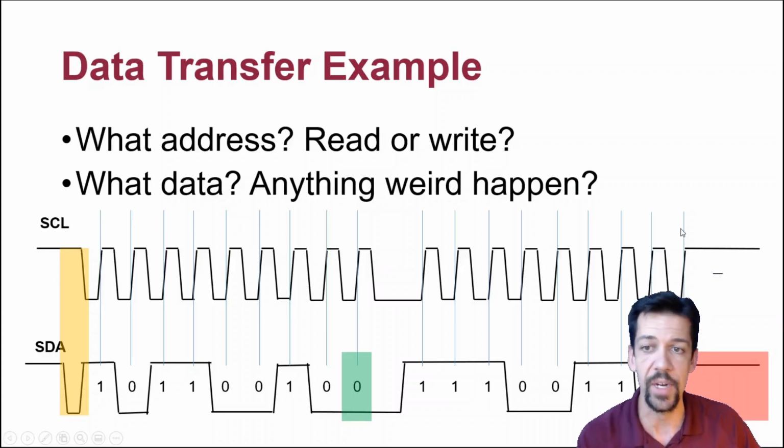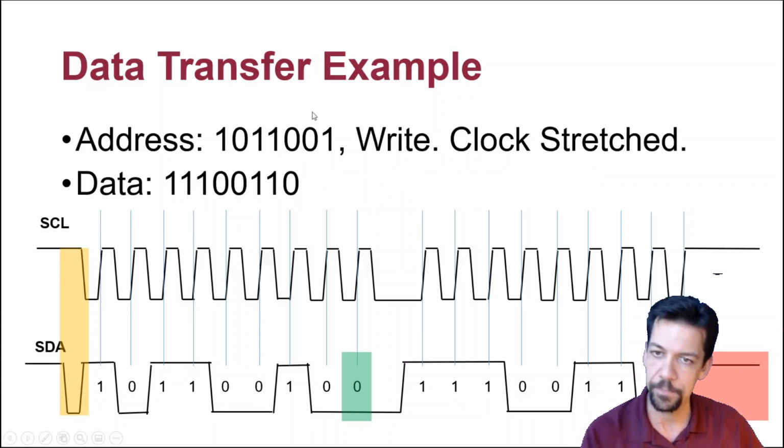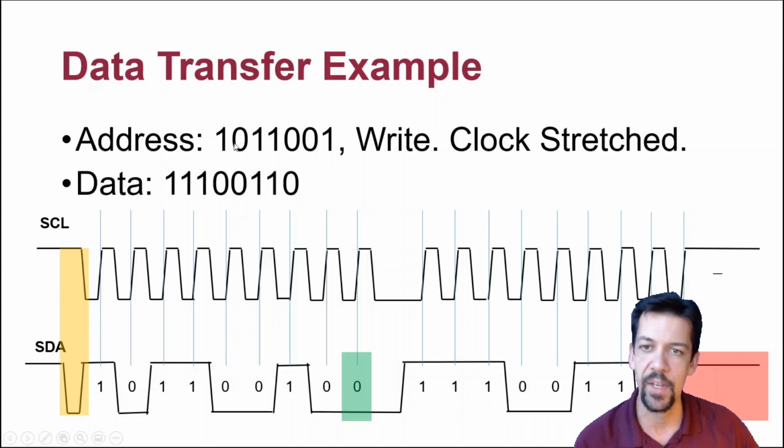Right. So the transaction here, what happened was we got an address 1 0 1 1 0 0 0 1. It's a write because of this 0 bit here. It was acknowledged, no problem. The slave stretched the clock, and then the master sent this data byte to the slave, which was then NAC'd, which maybe is not a problem. It just means that's the end of the expected message, and then we got a stop signal. So that's what happened during this data transfer.